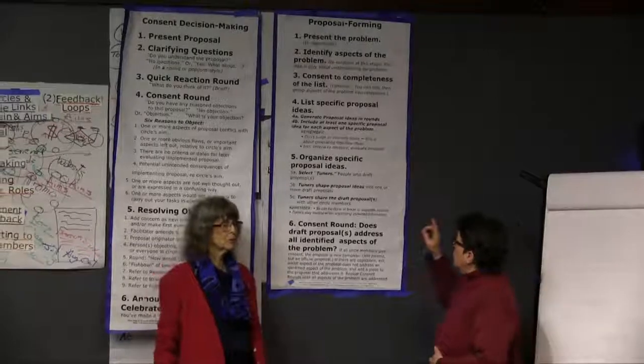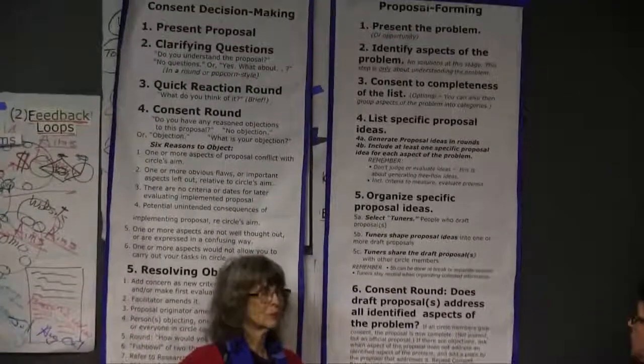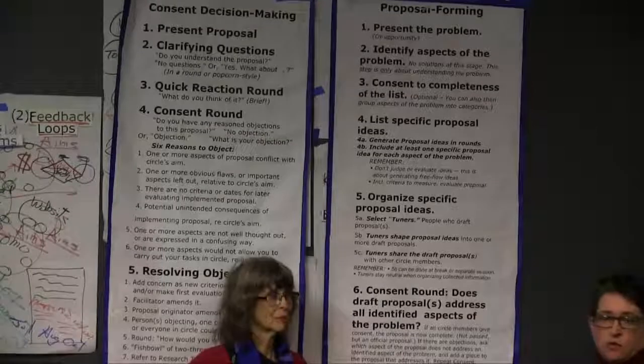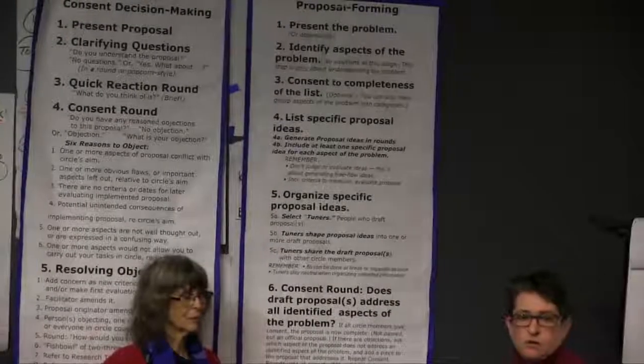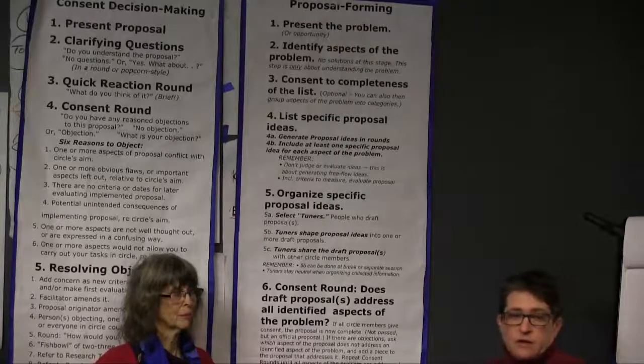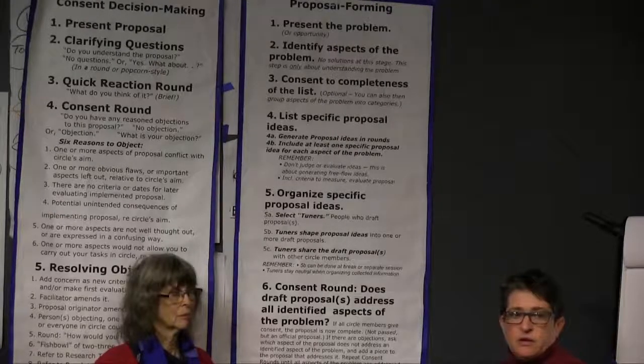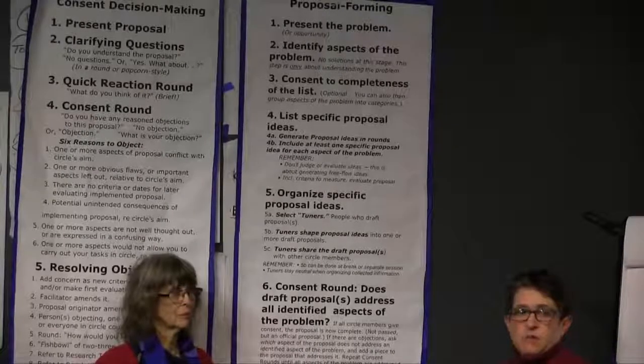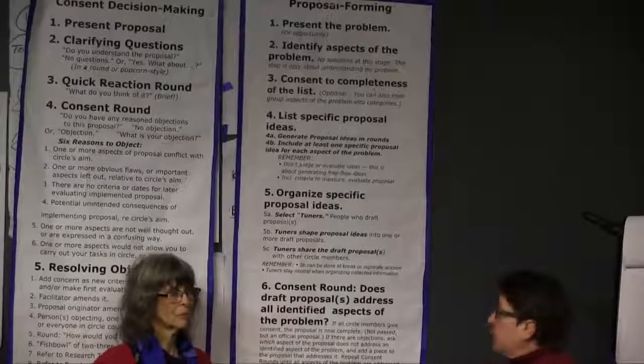And what happens is there are two parts to that process. The first is that people generate proposal ideas in rounds going around the circle. That's a brainstorming process where the idea is just to get out as many possible ideas as possible. There may be conflicting ideas, but at this stage you don't resolve them. The idea is just to get all the ideas out in a big pool.